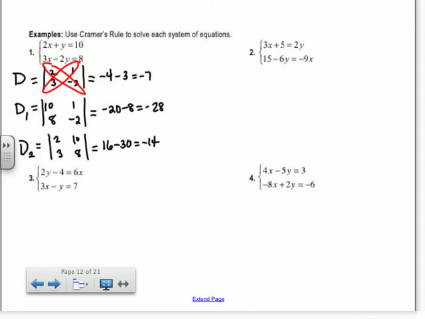So your x is whatever D1 was divided by D. So in our case, it's negative 28 over negative 7, so we get 4. And then our y is whatever D2 is divided by D. So it's negative 14 divided by negative 7, so it's 2. So that means our two lines intersected at the point 4, 2.